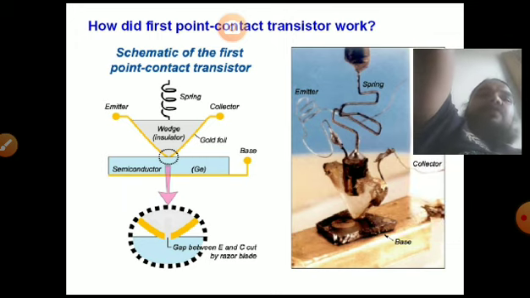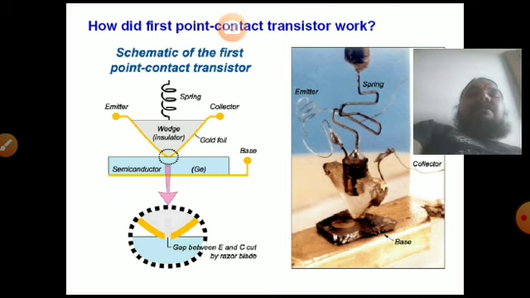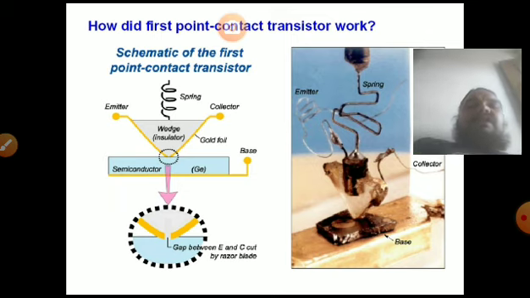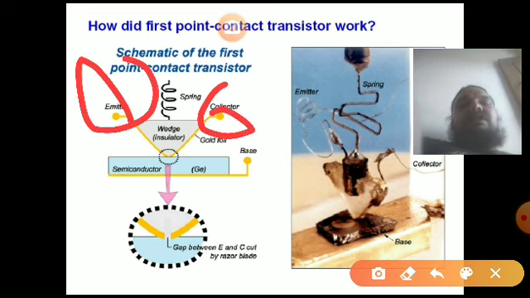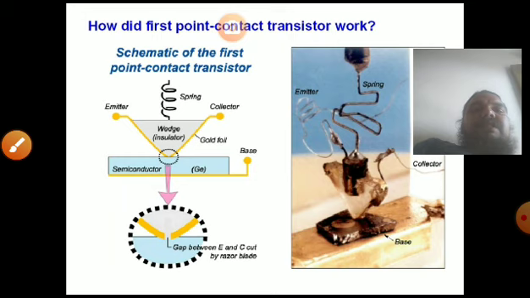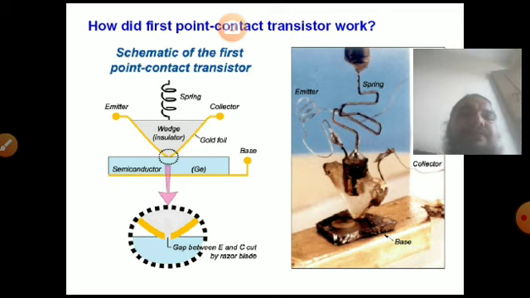How does the first point contact transistor work? Here is the schematic for the first point contact transistor. This one is the emitter, this one is the collector, and this one is the base. It uses a semiconductor, gallium arsenide.